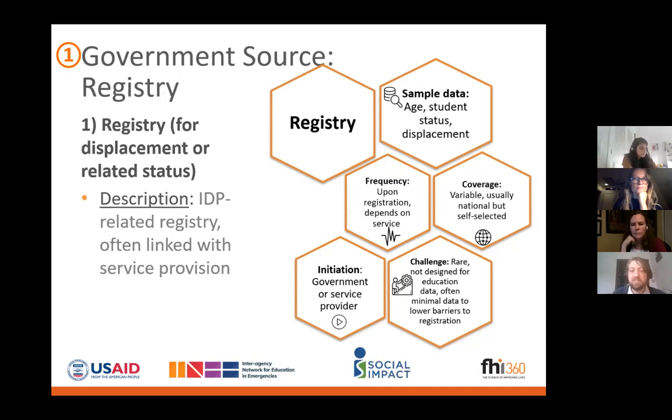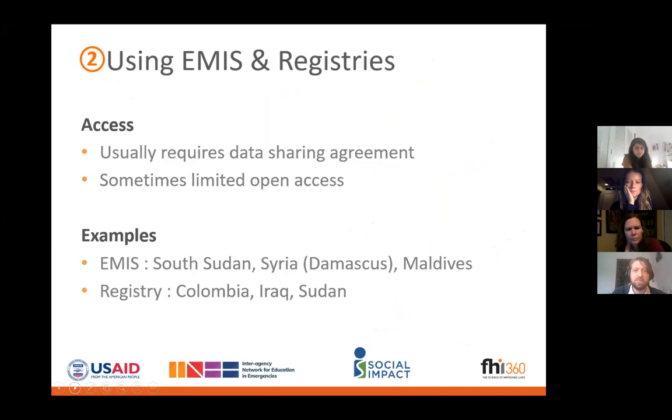So the data in these registries is often quite limited as far as what's useful for educational purposes. So they might have age, right? You could identify how many students of various ages might need services in different places. They might also have student status and displacement status. The frequency depends on the system, but usually it might be just cross-sectional, so when the registration happened, so they're not necessarily dynamic. The coverage is highly variable, and the government is the primary initiator, although there's also service providers that run registries. For example, the International Organization for Migration sometimes hosts registries and so forth. Challenges are that these are very rare, and often the data are quite minimal as far as what's useful for education.